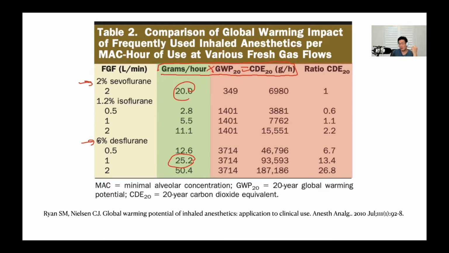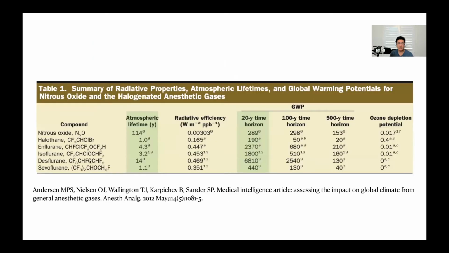And what I've realized is that these numbers are different. When I say different, I mean the numbers that the authors of PS 64 have used are different than the ones that Ryan and Nielsen have published. So the question is, where did they get their numbers from? They got their numbers from this article here, from Anderson and Nielsen, in Anesthesia and Analgesia, 2012.